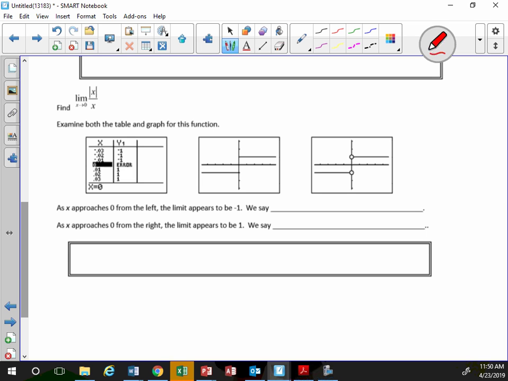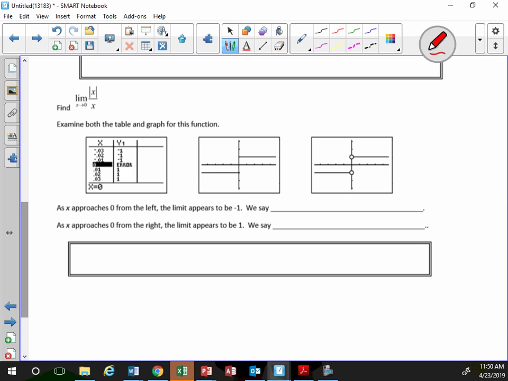Alright, so I'm asking you now to find the limit as x approaches 0 of the absolute value of x over x. I have given you what the table looks like there and what the graph looks like. This is really more what it looks like, but the holes don't really show up on your graph. Because x cannot equal 0, we know we have holes there. So if you're looking at this as x approaches 0 from the left, what would you tell me the limit is?